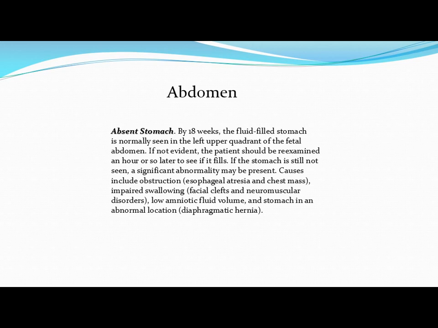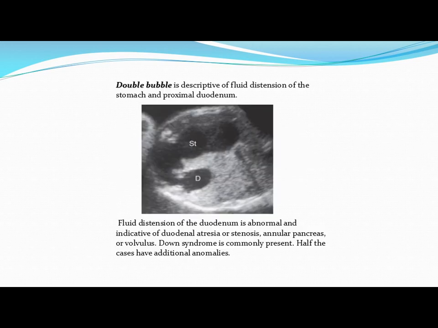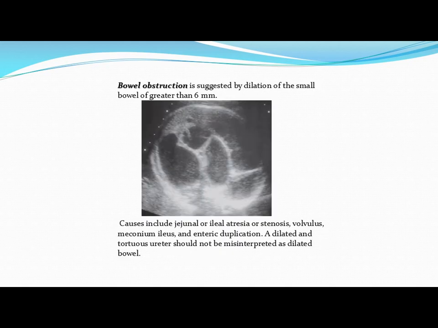And absent stomach. Usually by 18 weeks you see fluid in the stomach. If you don't see it, you have to wait for a while and scan again to check for the presence of fluid in the stomach, because the baby swallows amniotic fluid continuously. Double bubble sign is a sign of some obstruction at the duodenal outlet, not the gastric outlet, because one bubble is the stomach, the other bubble is the duodenum. So when you see double bubble sign, it is either duodenal atresia, stenosis, annular pancreas, things that obstruct the duodenum. And usually it will present with polyhydramnios because the baby cannot swallow the fluid.